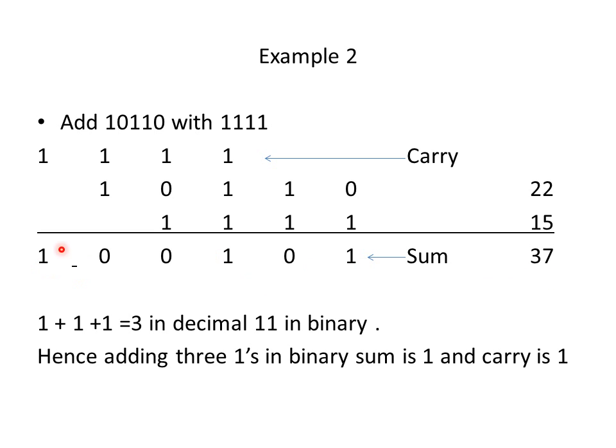When you convert the binary number, its decimal equivalent will be 37.